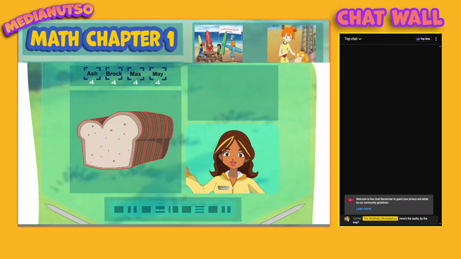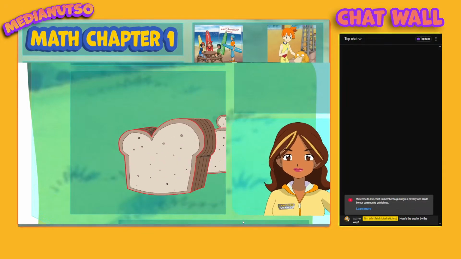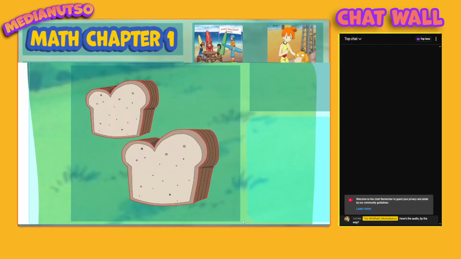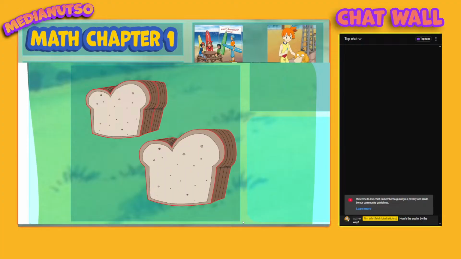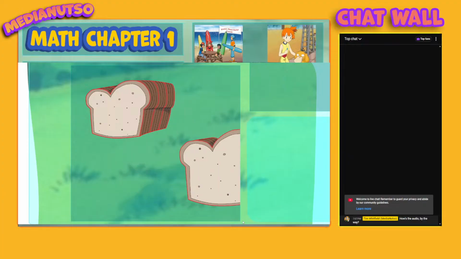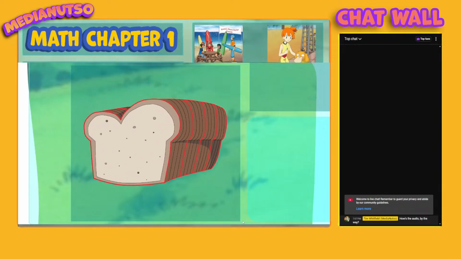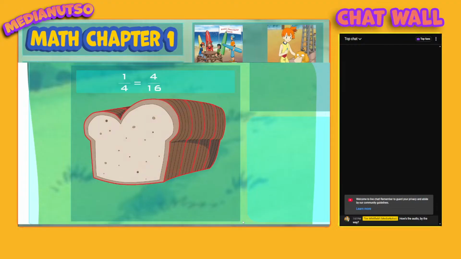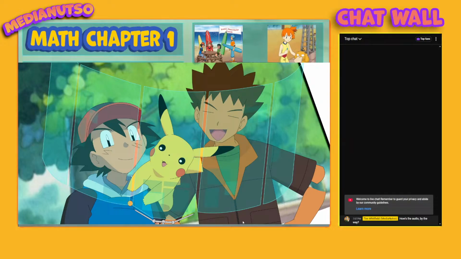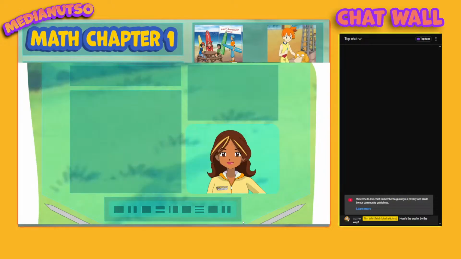Now here's the cool part. The 1/4 of the loaf is exactly the same as the 4/16 of the loaf. It's just 2 different ways to show it. Both show the amount each person gets of the loaf, one in sections and the other in slices. But they are exactly the same. Wait a minute. So you're saying that 1/4 is the same as 4/16? Exactly. They are called equivalent fractions.